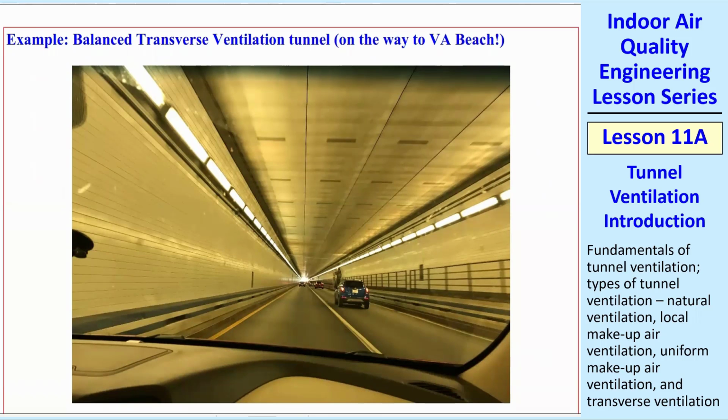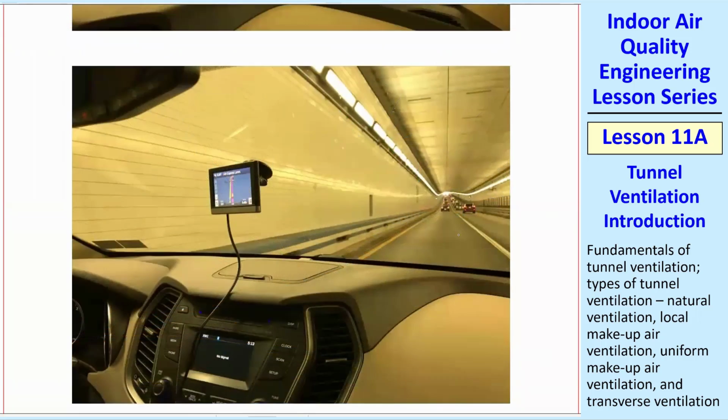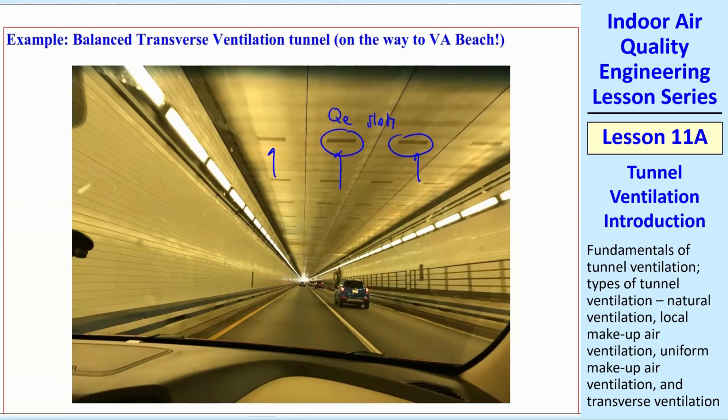Please do not ever take a picture while you're driving, especially through a tunnel. These are the slots for the QE, the exhaust. Air is coming up through those slots. And then I had my wife take a picture pointing towards the walls. This is fresh air coming through these slots. This is the makeup air coming in from the side. So next time you go through a tunnel, you can observe these, but be careful if you're driving. I don't want to cause an accident.